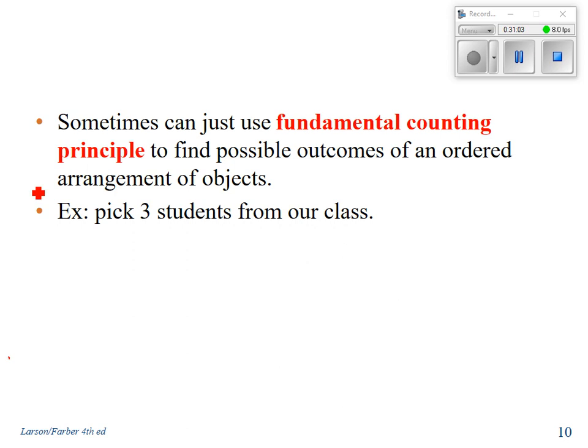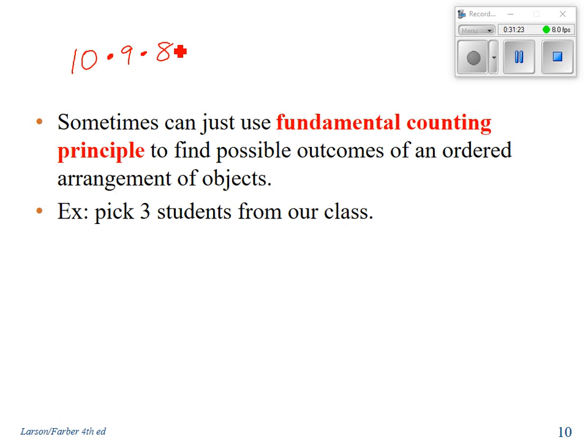Again, what I just said, sometimes you can just use the fundamental counting principle. We talked about that at the start of this chapter. That's where the pizza comes into play. If you have 10 choices for the first topping, 9 for the second, 8 for the third, and so on, you're just multiplying them together. That's sort of the same thing.